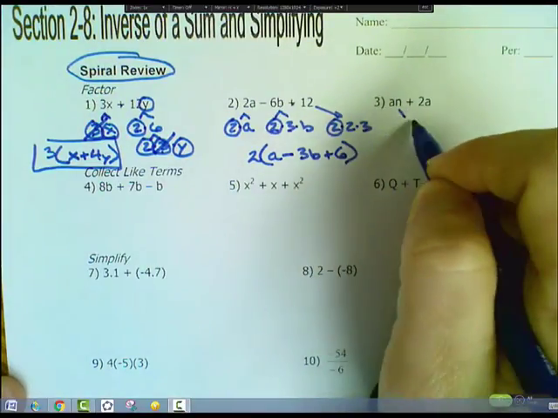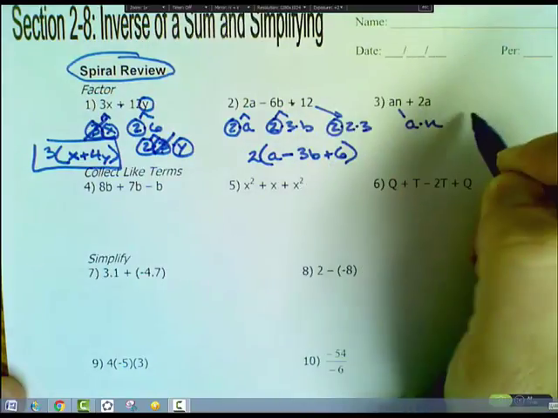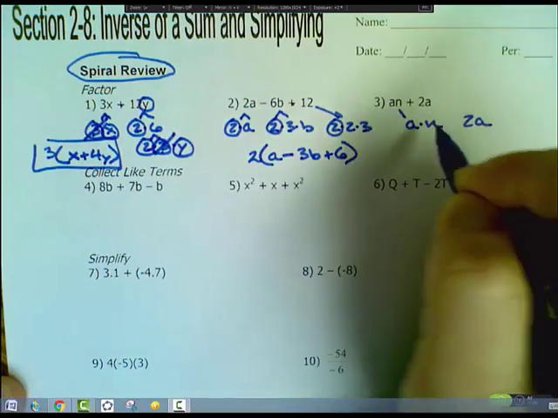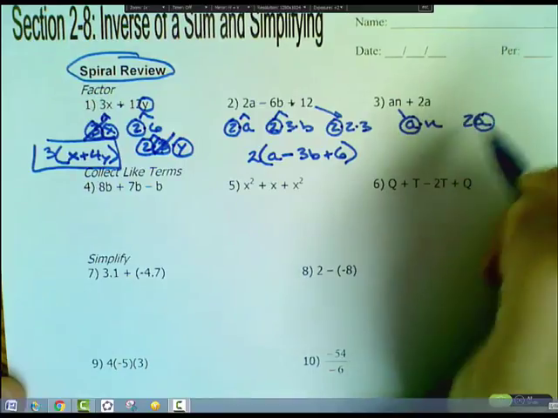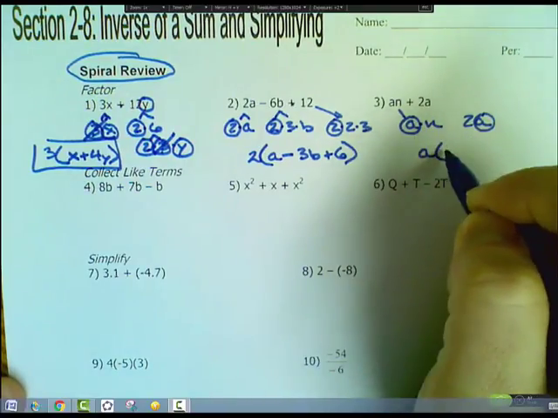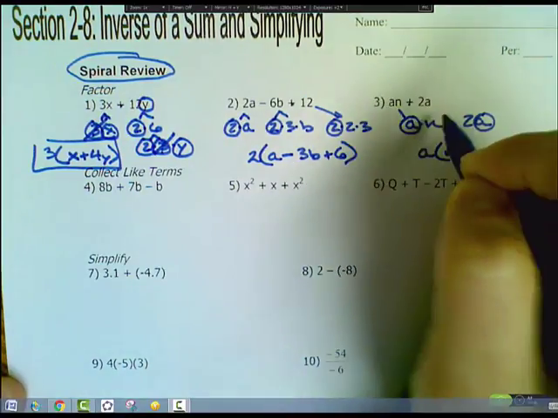For the last one, I have a times n, and then we have 2a. The common factor in this case is a, so the a comes out. What's left behind is n plus 2.